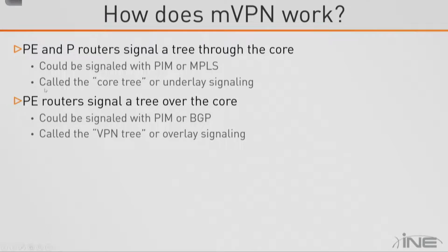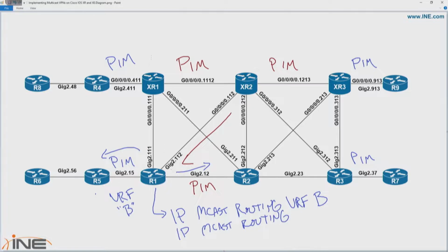Okay, now the PE routers signal the tree over the core. So this is basically our multi-hop that's going to go from, let's say, router 1 over to router 3. So we're tunneling the traffic now over router 2, so it's not going to have to look at the details of the multicast groups for the customer.